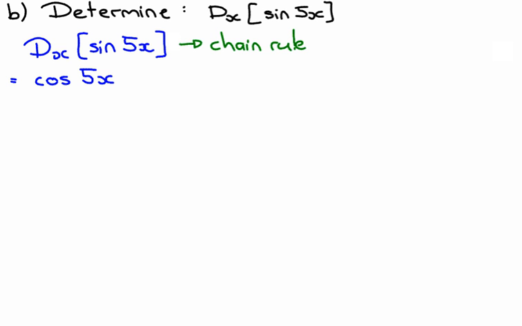Then we go inside and we multiply it by the derivative of the inside function. Inside we have 5x. The derivative of 5x is 5. We want to go one step further just to make that look a bit pretty. So we've got 5 cos 5x.